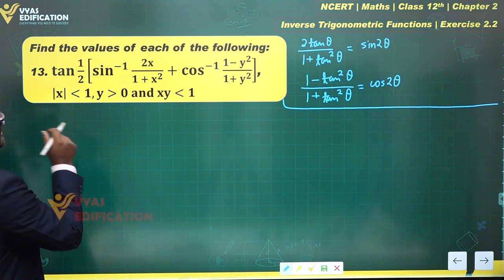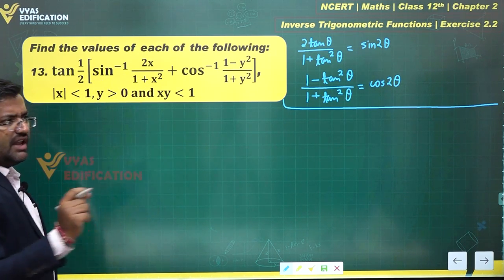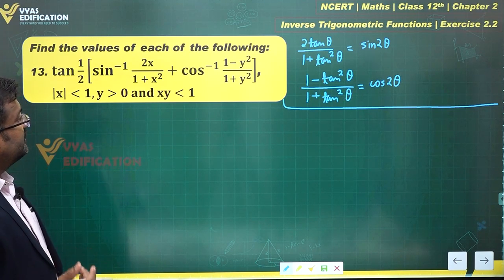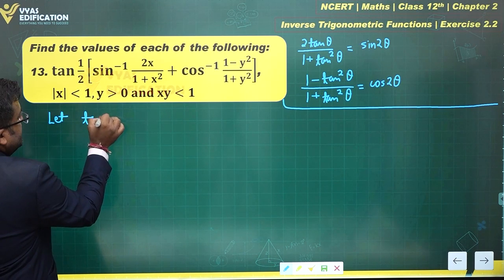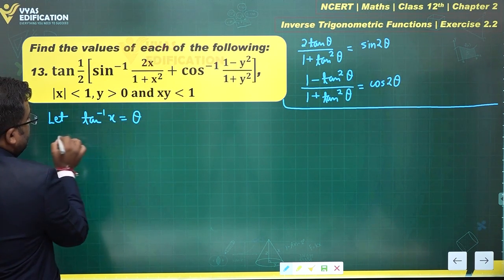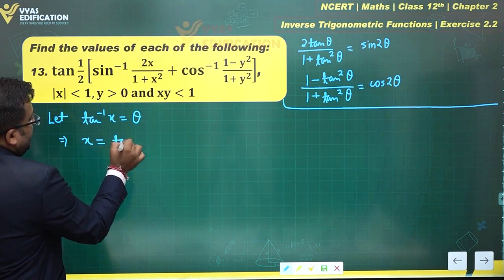Now sin inverse 2x upon 1 plus x square. We'll have to substitute x equals tan theta, or you can substitute tan inverse x equals theta. Let tan inverse x equals theta, which gives me x equals tan theta.